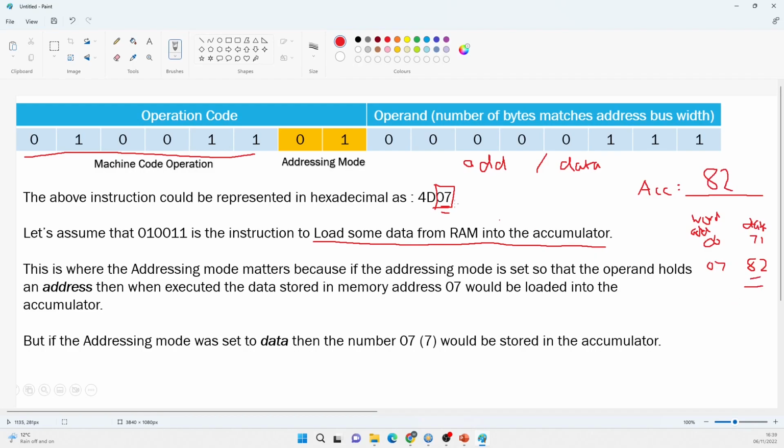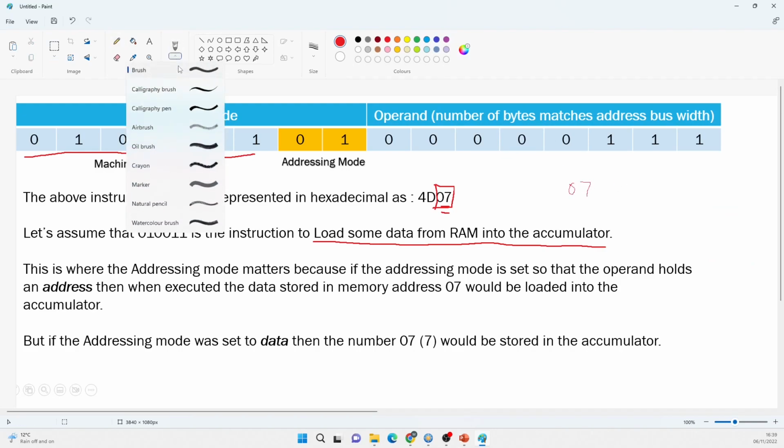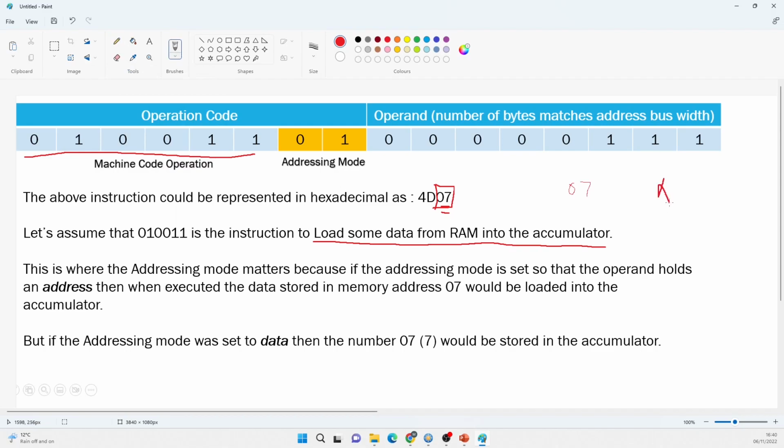So then 82 would be loaded in, because memory address 07 stores 82. But if we were to change the addressing mode to something else, it could be that we set it to data. So instead of saying that the operand has got an address in it, now it's got data. So now this data is 07, which is 7 obviously, so the accumulator would actually have 7 loaded into it rather than a memory address.